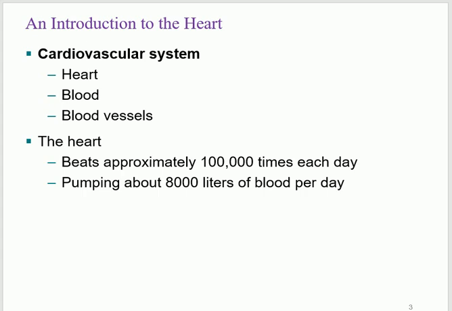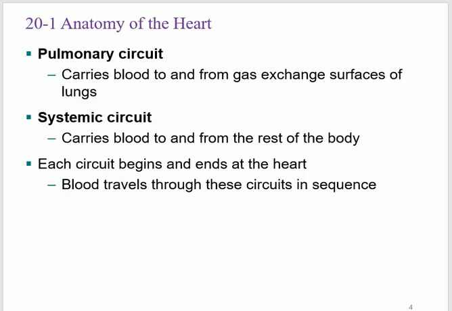So this is if you multiply the beats per day, which is okay to know. 100,000 per day, 8,000 liters. But the circuits will be two circuits, two pathways of the blood leaving and coming back to the heart. The first one is called the pulmonary circuit. Simply, this is between the heart and the lung. Blood leave the heart and go to the lung, and then from the lung back to the heart. This is called pulmonary circuit.